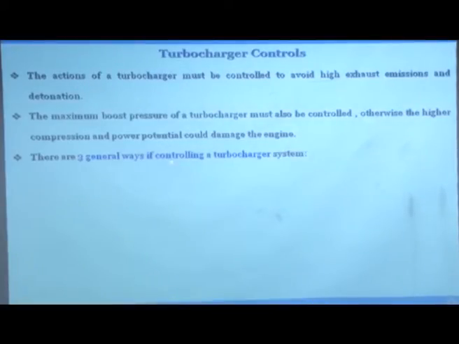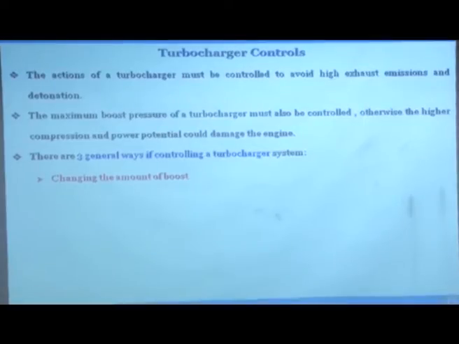There are three general ways of controlling the turbocharger system, or controlling the knocking. First, you want to control the boost, so you should be able to change the boost and control it to the level that you want. Second, if you can somehow cool the compressed mixture and control its temperature, then also knocking can be controlled.